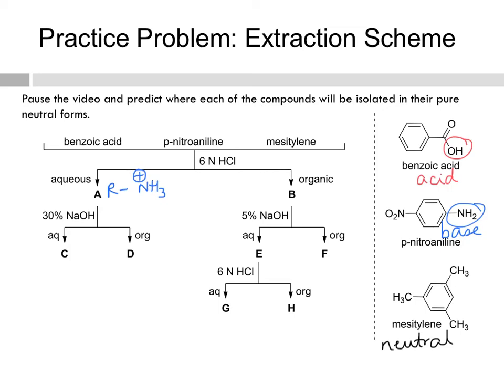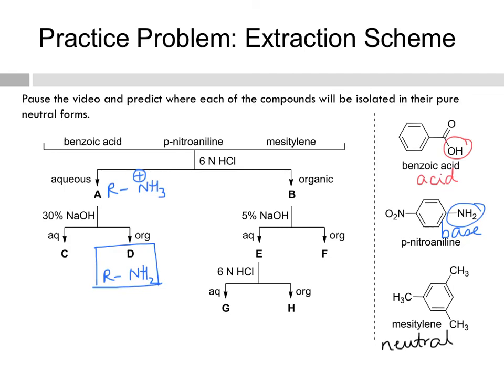When we treat this aqueous layer with this ammonium salt with 30% NaOH, we are going to deprotonate the ammonium salt, and now this amine, p-nitroaniline, is reformed, and we're going to have it in the organic layer because it's going to be soluble in organic solvent, insoluble in aqueous solvent. And so D is going to contain the purified amine.